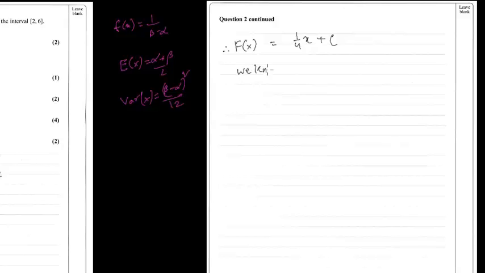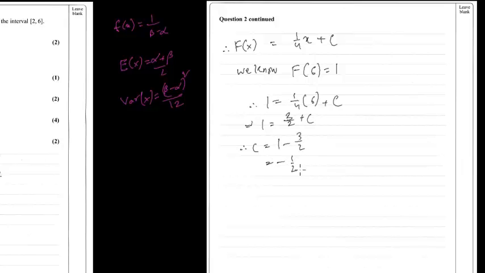We know F(upper limit) equals 1. Therefore 1 equals 1 by 4 times 6 plus c. So 6 by 4 is 3 by 2. Therefore c equals 1 minus 3 by 2. 3 by 2 means 1.5. 1 minus 1.5 is minus half. Therefore F(x) equals 1 by 4 x minus half.